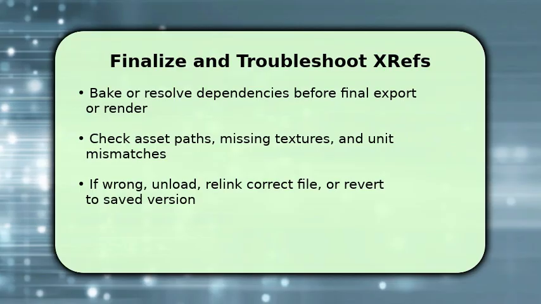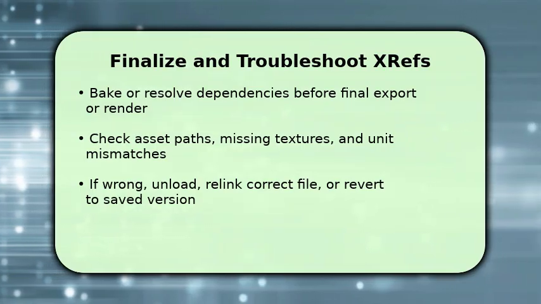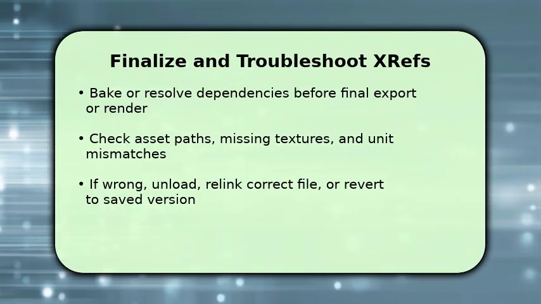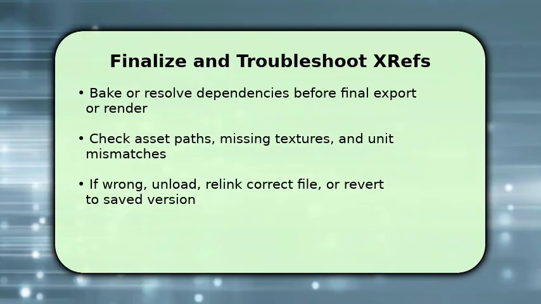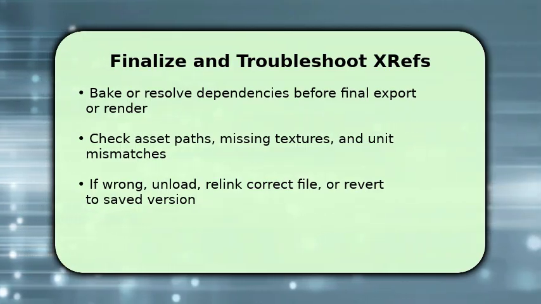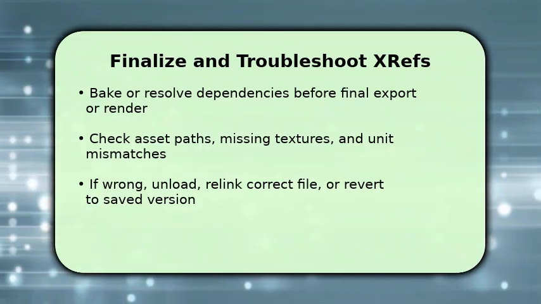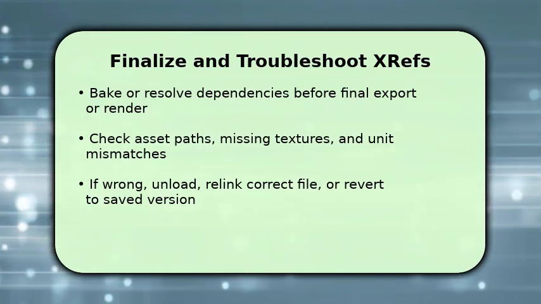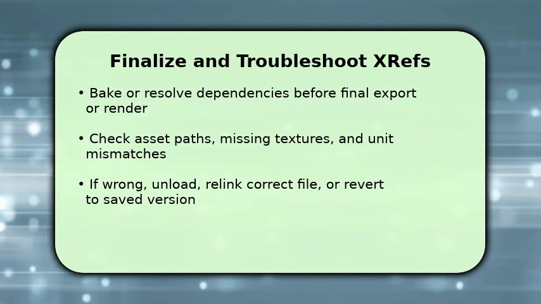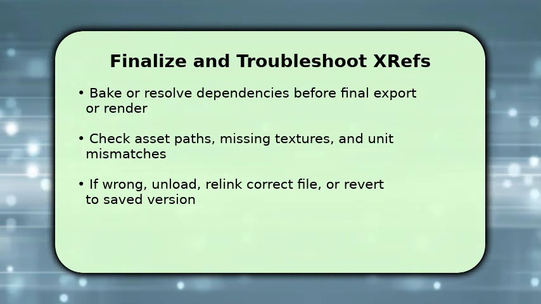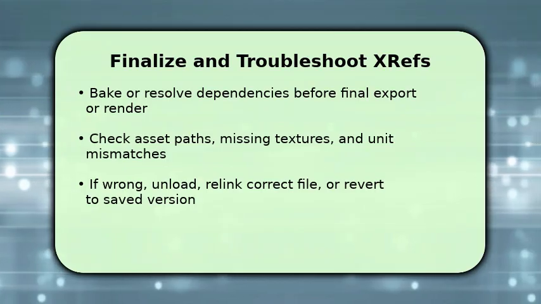If you need a final bake, convert referenced objects to editable geometry and collapse modifiers. Once done, run a quick render test. If something breaks, first check asset paths and units, then unload the Xref and relink the correct source file. Make sure to revert to your pre-link saved version if links become corrupted. This single troubleshooting step saves time and prevents scene corruption.